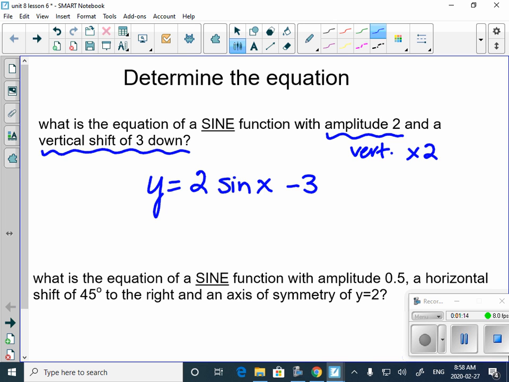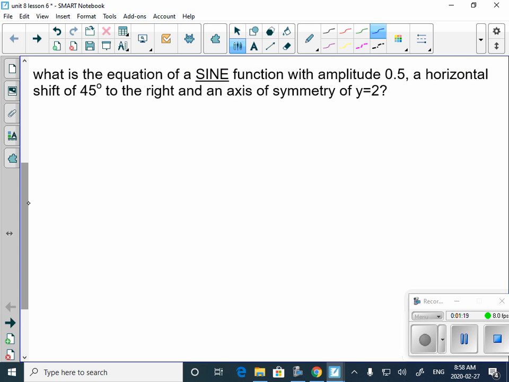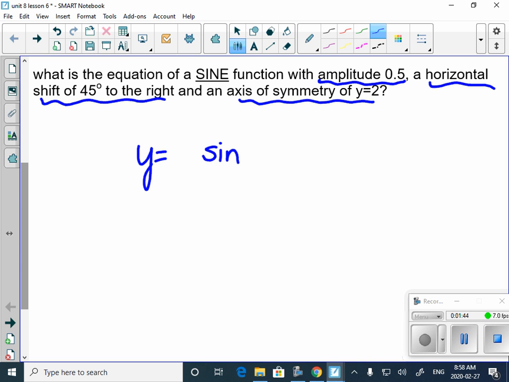Our second one. What is the equation of a sine function with an amplitude of 0.5, a horizontal shift of 45 to the right, and an axis of symmetry of y equals 2? So again, our parent function is sine. We have an amplitude of 0.5, a horizontal shift of 45 to the right, and an axis of symmetry of y equals 2. So the amplitude is that A value again. This one is a vertical compression of a half. So our A value is 0.5.